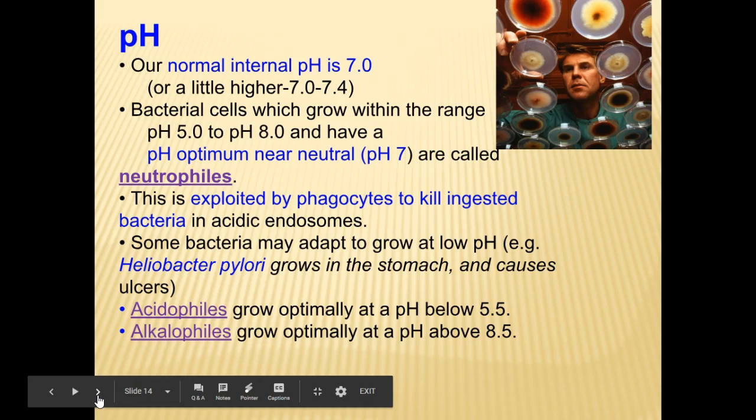This gets exploited by phagocytes to kill ingested bacteria in acidic endosomes. Those lysosomes on the inside of the white blood cells actually have acid in them, so they can destroy the bacteria more successfully. Now, some bacteria may adapt to grow at low pH. Helicobacter pylori grows in the stomach and causes ulcers, so obviously it can survive there. Those that grow optimally at around 5.5 are known as acidophiles, whereas those that grow optimally at a pH above 8.5 are called alkalophiles.